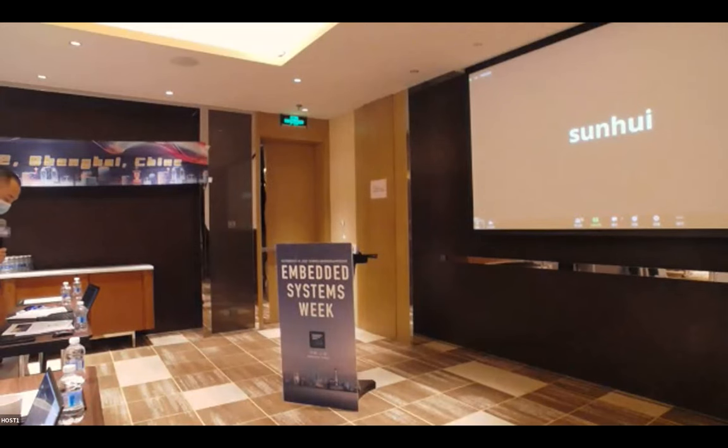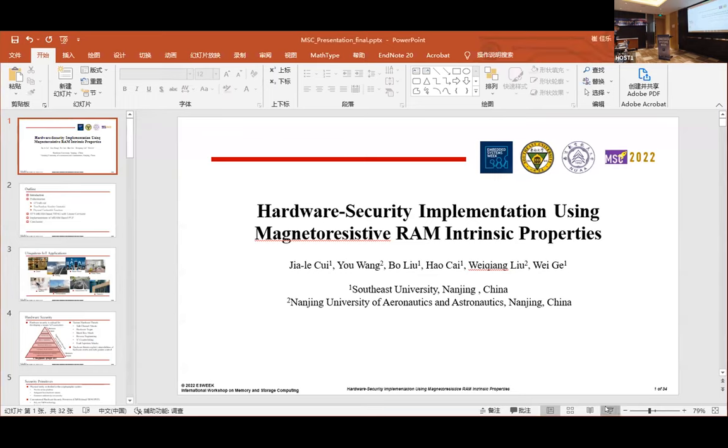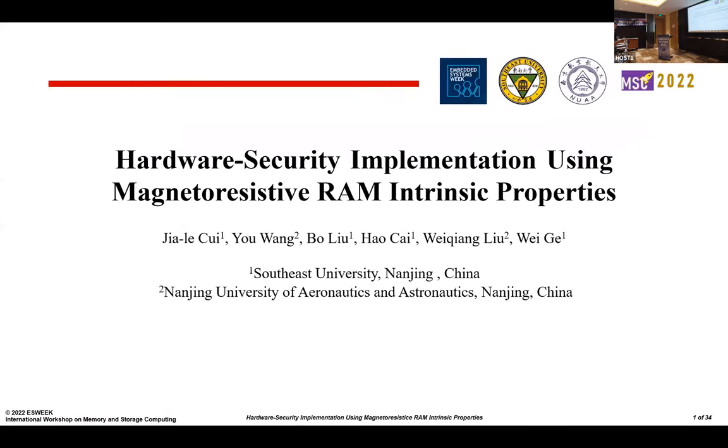Okay, the next presentation is hardware security implementation using magnetoresistive RAM intrinsic properties. The speaker, Jia Le Cui, received his bachelor's degree from Hefei University in Nanjing, China, and is currently working toward a master's degree in electronic engineering at the National ASIC Center, School of Electronic Science and Engineering, Southeast University. His research interests include in-memory computing, true random number generators, and spintronic computing. He has won the third prize of the integrated circuit EDA challenge and an outstanding student paper award at the 2021 IEEE 14th International Conference on ASIC. Please start your presentation, Mr. Cui. Okay, thanks for the introduction.